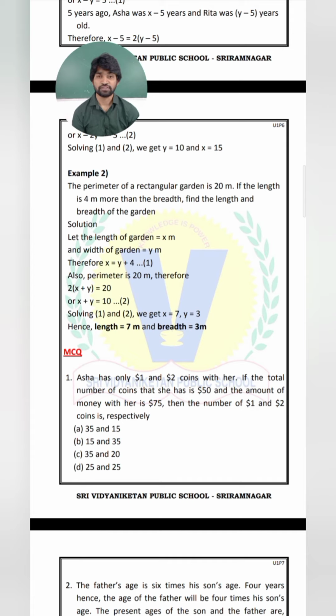And if the length is 4 meter more than the breadth. If you didn't understand this sentence, there is one logic in a rectangle. In a rectangle, length is always greater than breadth. So here L equals B plus 4. We got our second equation also, that is x equals y plus 4. You can use substitution method and solve. This is how we can solve questions on word problems.